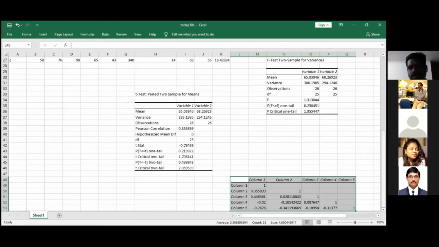So next, that means while selecting the data, we select only the numbers, not the subject names, right, sir? Not the labels. Yes.